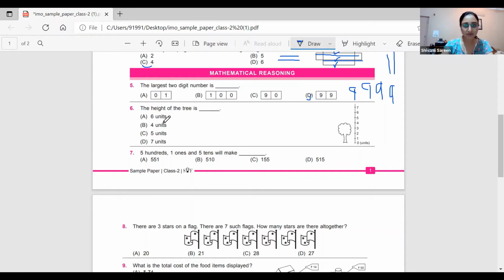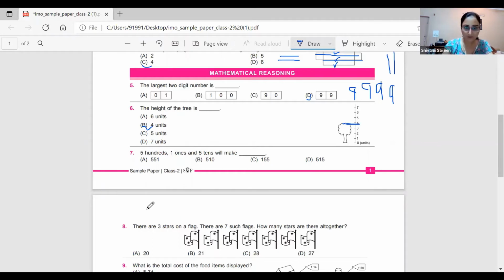The height of a tree is, now see, this figure has been given. So now from here, just make a line and see. How much length does it have? The height? It is 4. Just draw a line from here to see. So the correct answer is B, 4 units. Moving on to question number 7.